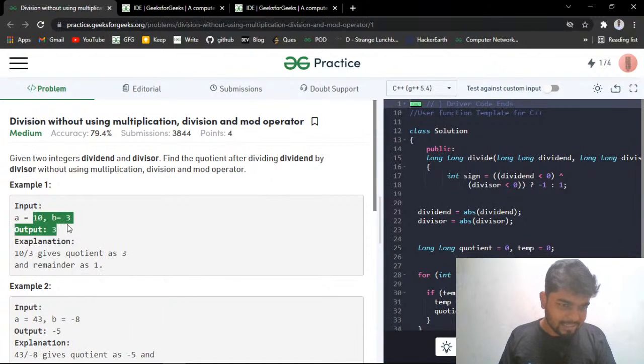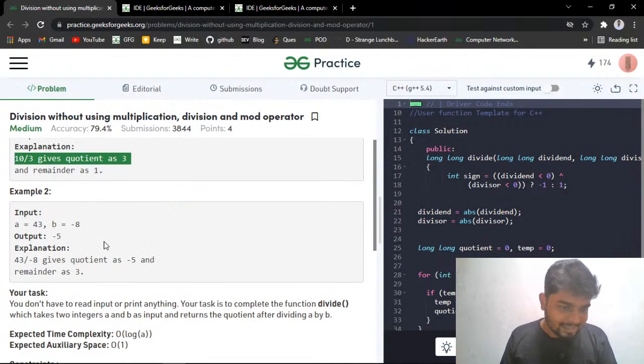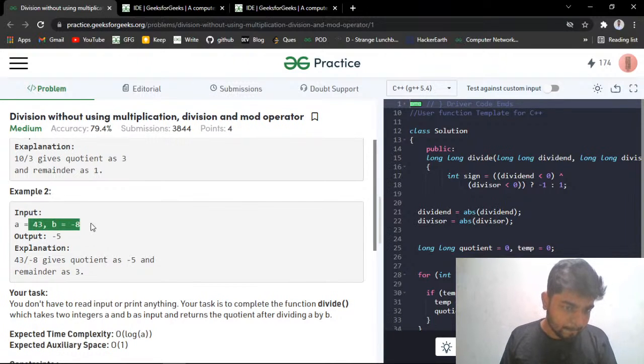Like if you divide 10 by 3, the output will be 3. You will not take the decimal part, only the quotient part, and you do not have to worry about the remainder. Let's say you divide 43 by -8. Since the denominator is negative, you'll get -5 in this case, because 43 divided by 8 will give me 5, and since the sign is minus in the denominator, the quotient will be -5. Everyone is getting this point?